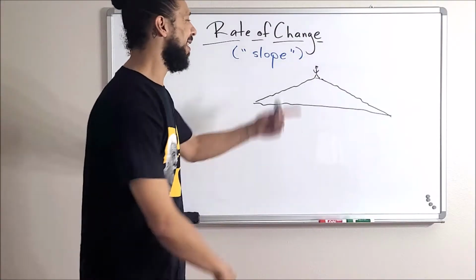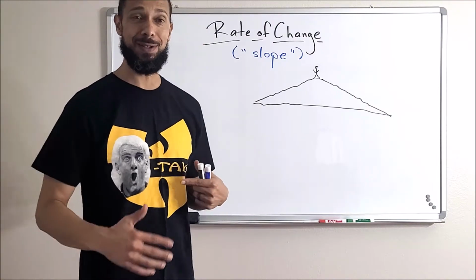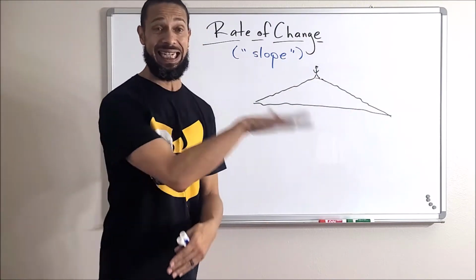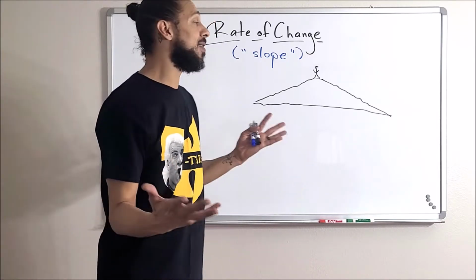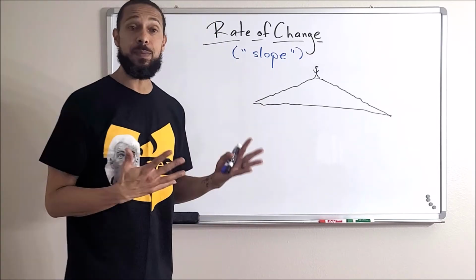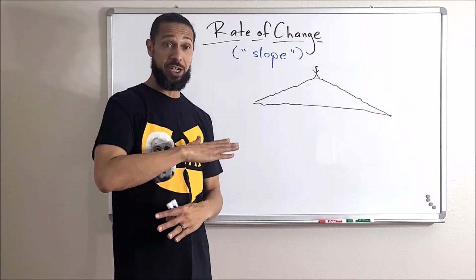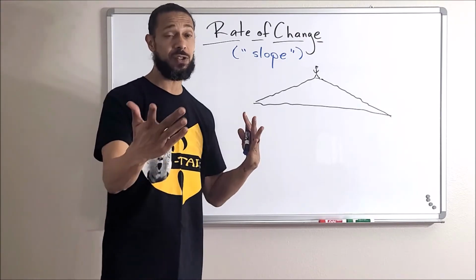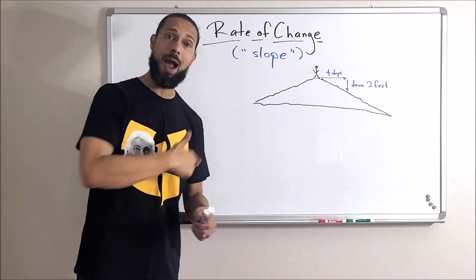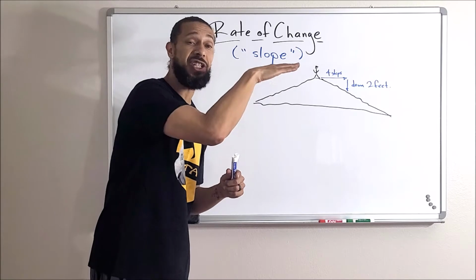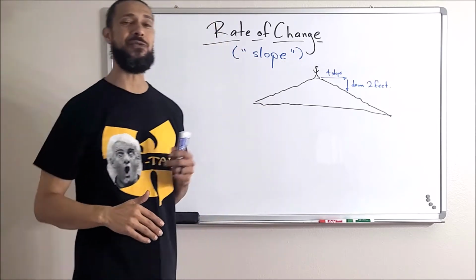Okay, all right. Here I am standing at the top of a hill, right? And so what I'm gonna do is I'm gonna start walking down this hill. It turns out when I take 4 steps in any direction, my height changes, my elevation changes. So let's talk about what that might look like. Every time I take 4 steps, my elevation goes down by 2 feet.